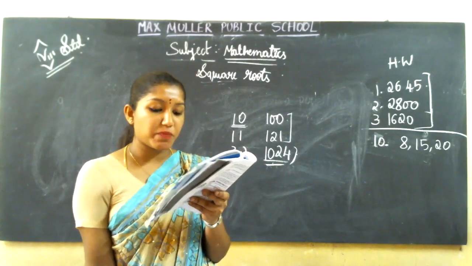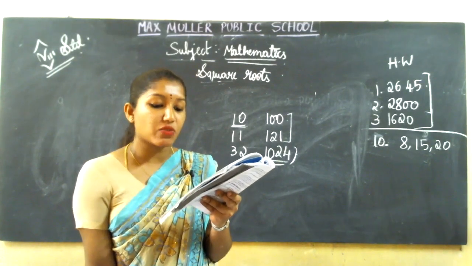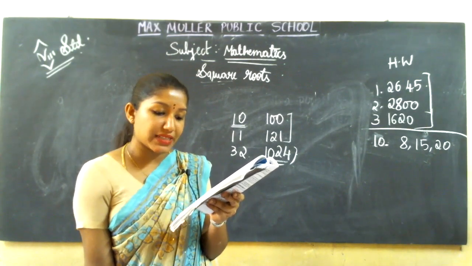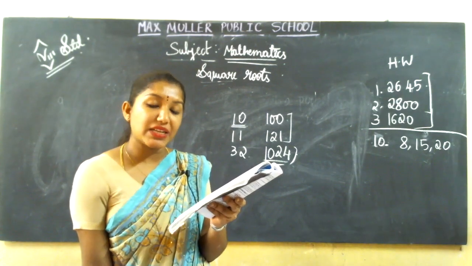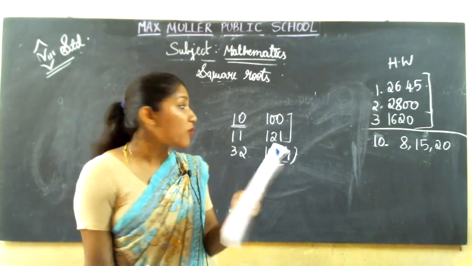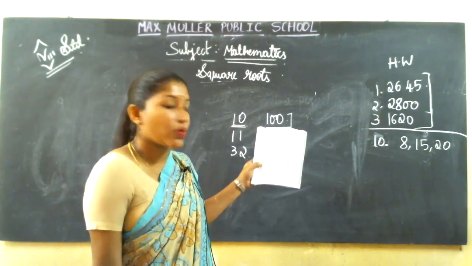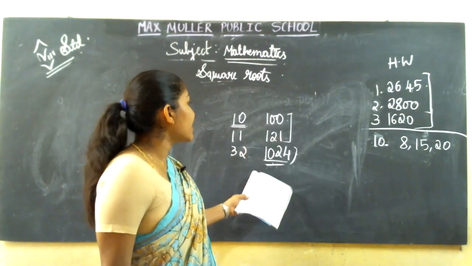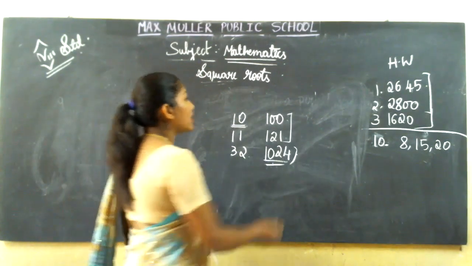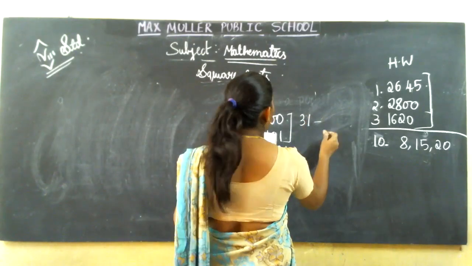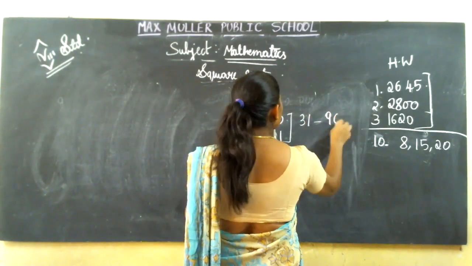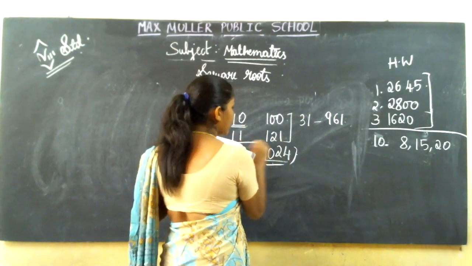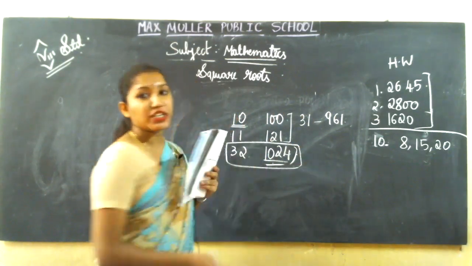The smallest 3-digit perfect square number is 100, which is the square of 10, and the greatest 3-digit perfect square is 961, which is the square of 31. After that, 32 gives a 4-digit number.